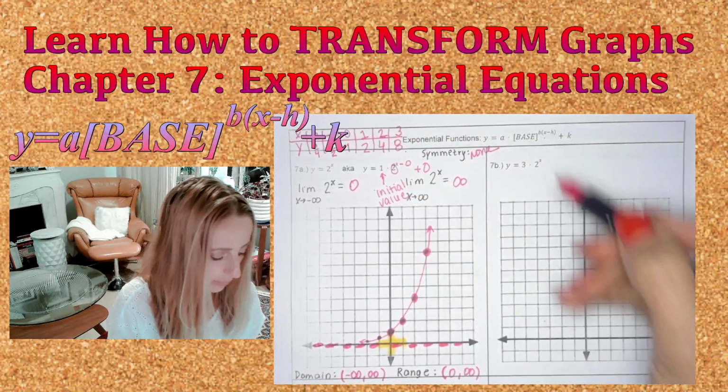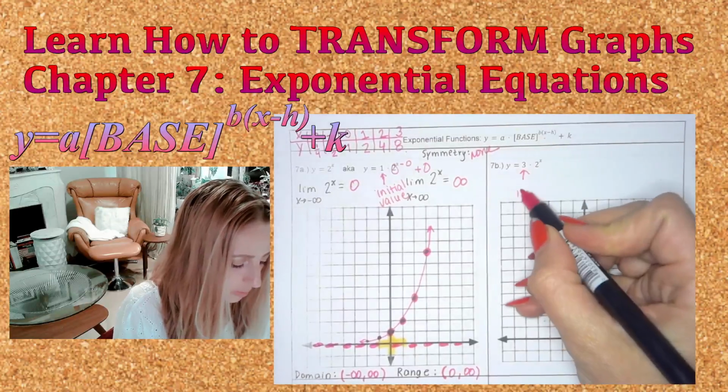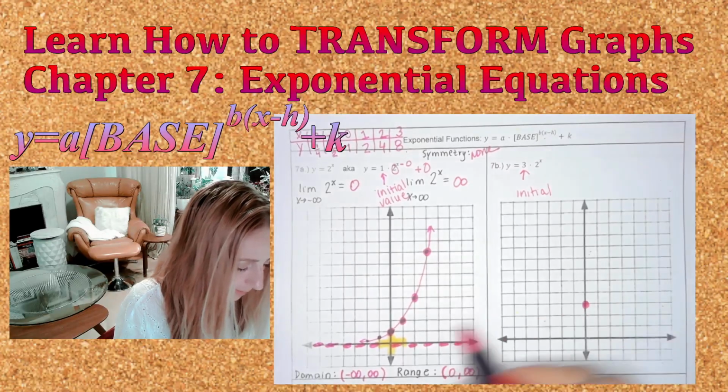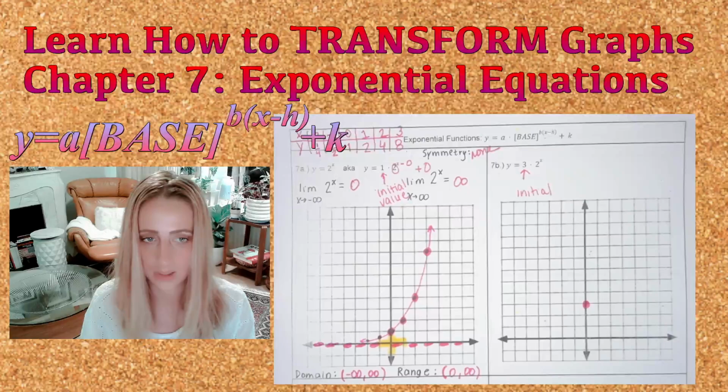So again, what do we have to do? Let's look at a different example. Here's my initial value. I'm starting at 3 on this axis. I didn't shift left or right. I didn't shift up or down.